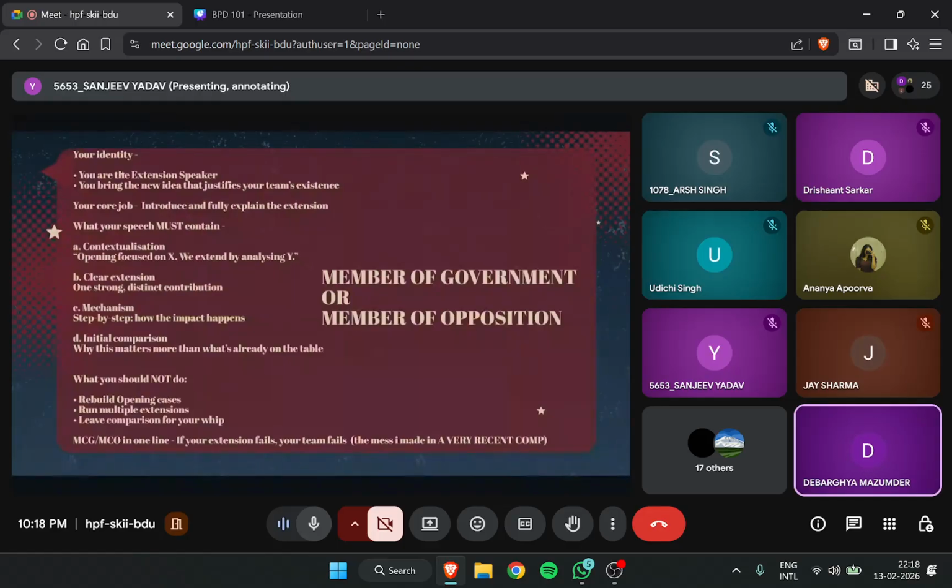I have also written this down from the mess I made in a very recent competition, Sanjeev knows about it. As a member, you can give any extension, but you have to prove it in a nice way just to make your team win. So you are the vital speaker of a closing government or closing opposition as a member. Sanjeev, next slide, please.